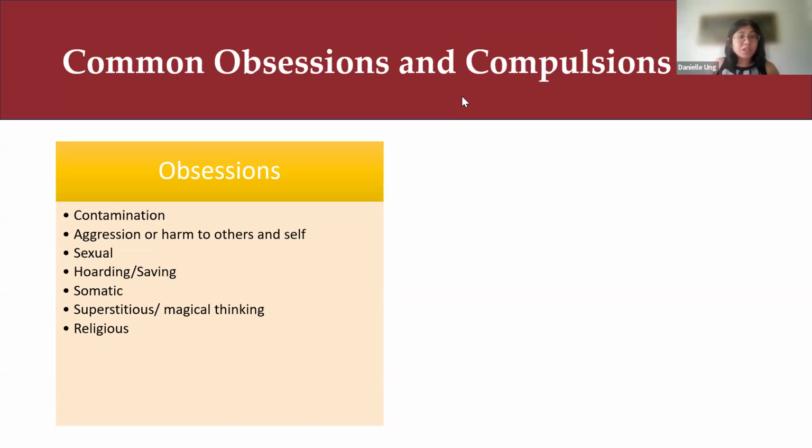The next one is what we call superstitious or magical thinking obsessions. This can include things like a person having very lucky or unlucky numbers, or, for example, having to count to 10 before they leave the home, or having to count the number of steps they take to leave the home, or even counting. In the past, I had a client who had to count all the tiles on the ceiling or on the floor before they could answer a question that I asked them.